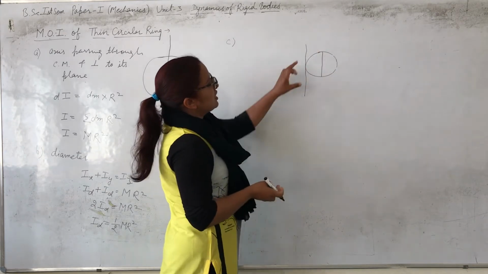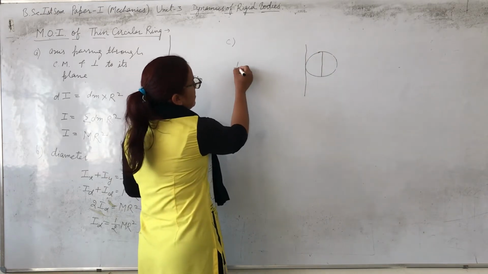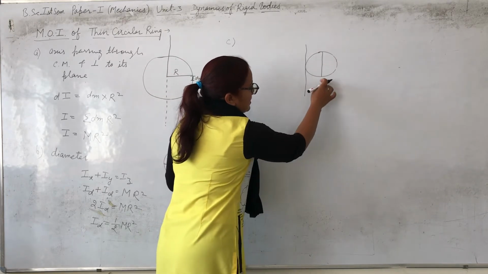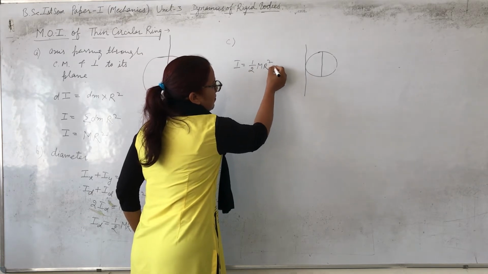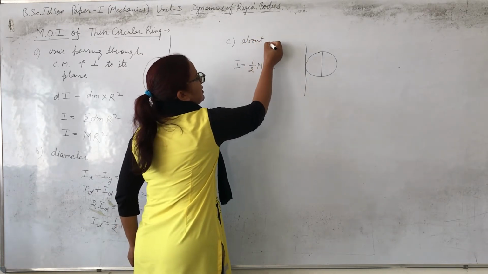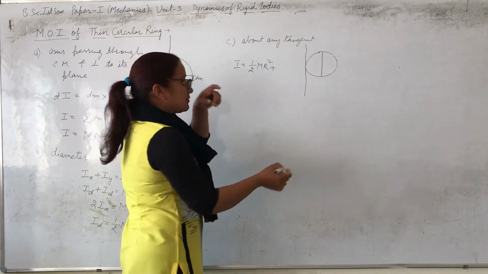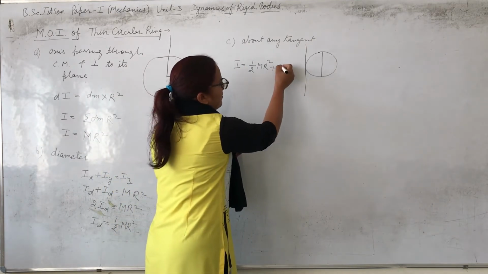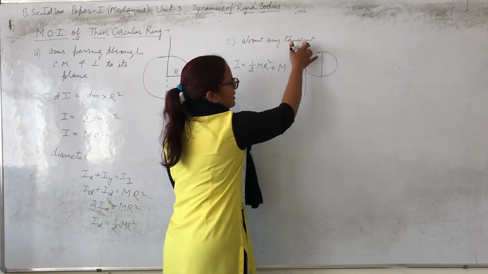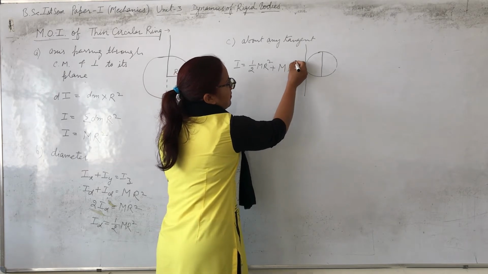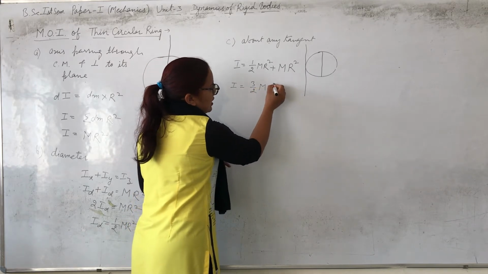We know the moment of inertia of this circular ring about this diameter. So in this case, the moment of inertia about this axis is 1/2 mr square plus, this is about tangent, about any tangent, plus mass of the body which is m, and square of the perpendicular distance between the two axes, means this diameter and this tangent. So it is mr square. So it is 3/2 mr square.